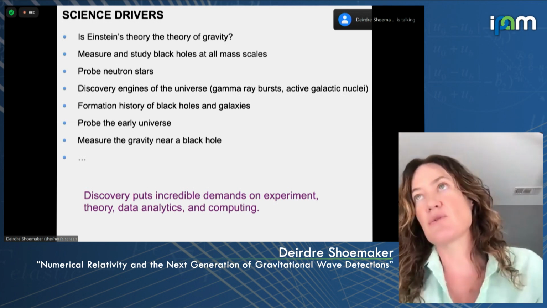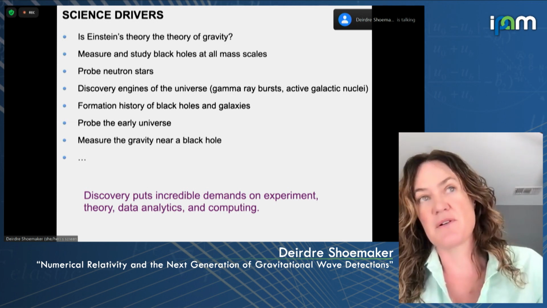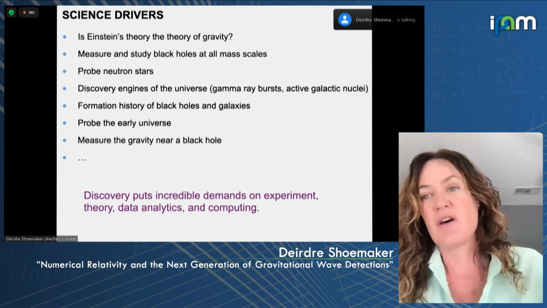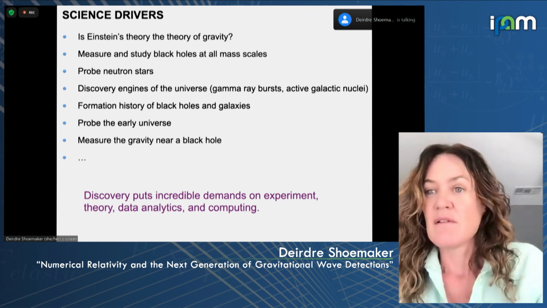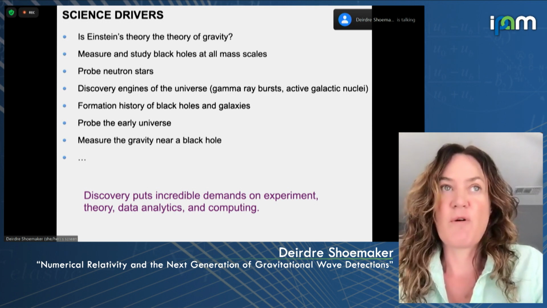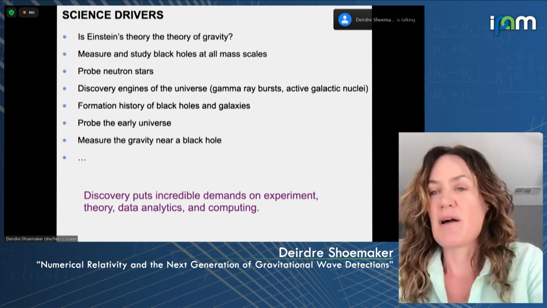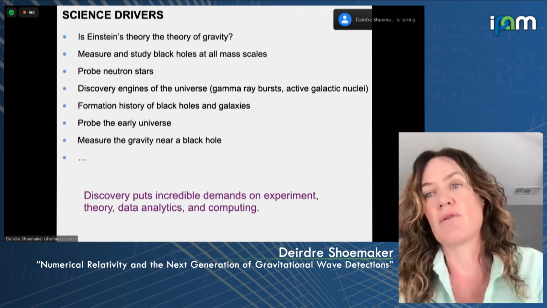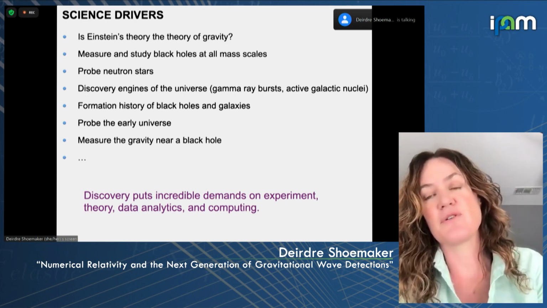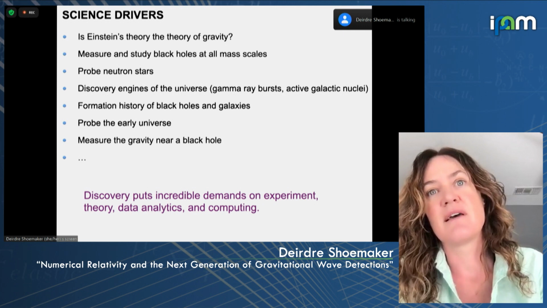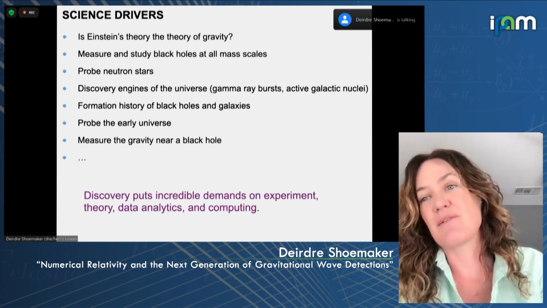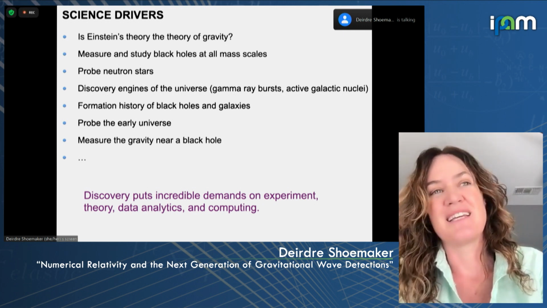And as we look towards space-based gravitational wave detectors, we start to open up to the formation of these supermassive black holes, and how those galaxies formed, the probe of the early universe, and even measuring gravity near the black hole as another black hole or star falls into it. So there's just a huge discovery potential ahead of us. And I think we're lucky to be part of it in this moment in time.